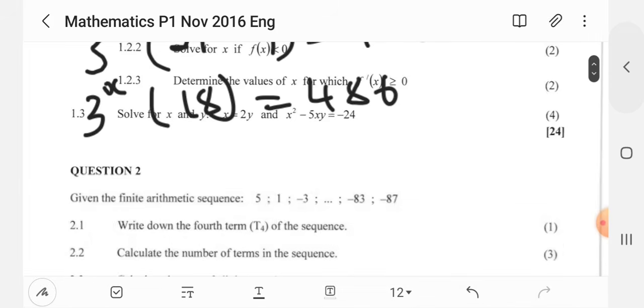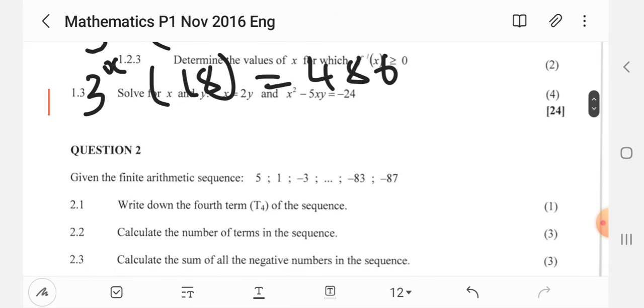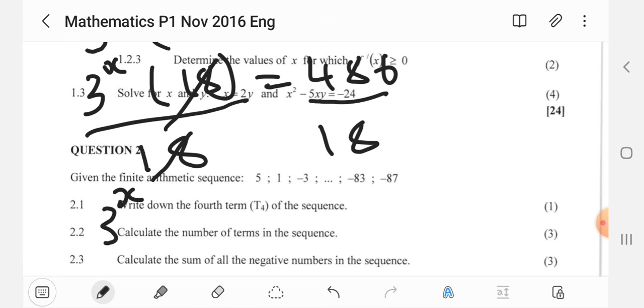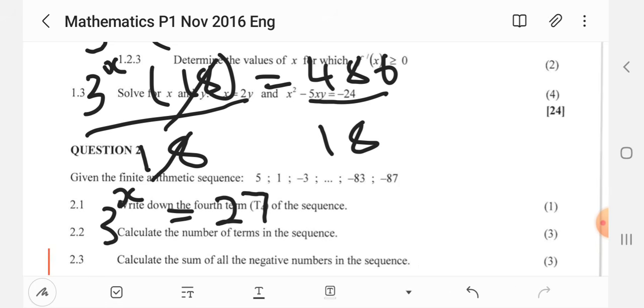So what happens here is that the next step is to divide both sides by 18 to get rid of it. So this will cancel this, and then 3 to the power of x will equal 486 divided by 18. That will give us 27.